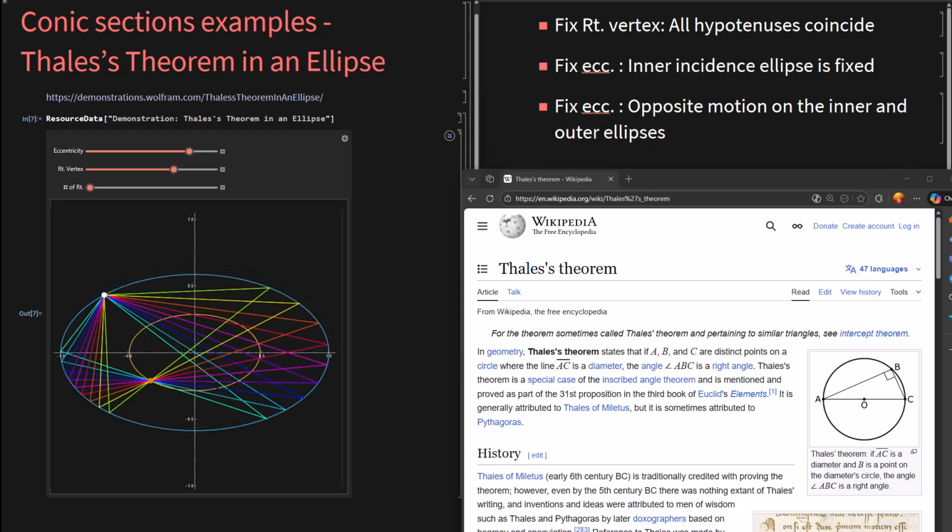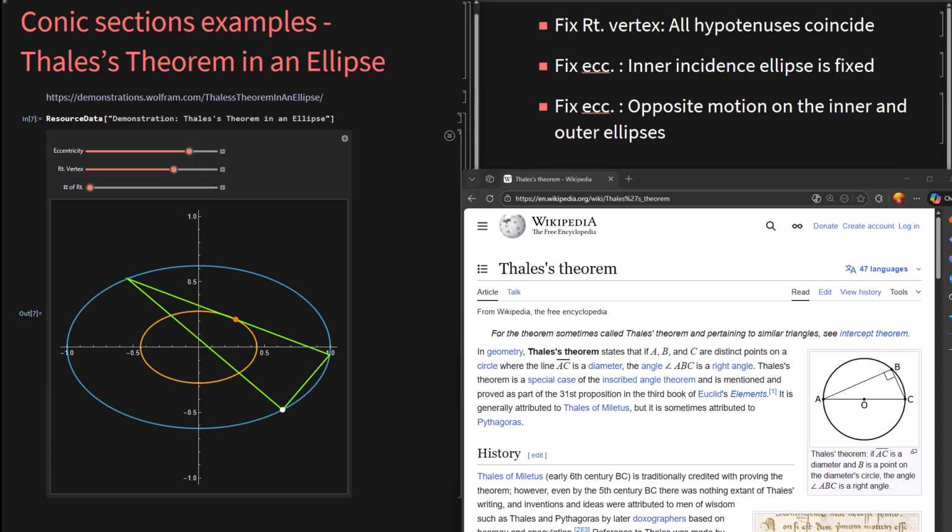Hello everyone. In this video, I would like to discuss a very nice generalization of the classical Thales theorem. In the original version, the Thales theorem states that if a triangle is right angled, then its hypotenuse is the diameter of a circle. Another way to say the statement is that if we fix B and move AC around the circle, then AOC is always concurrent, which means AC is the diameter.